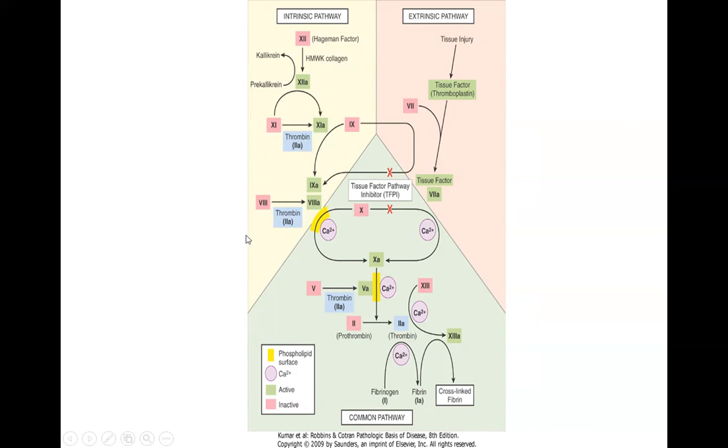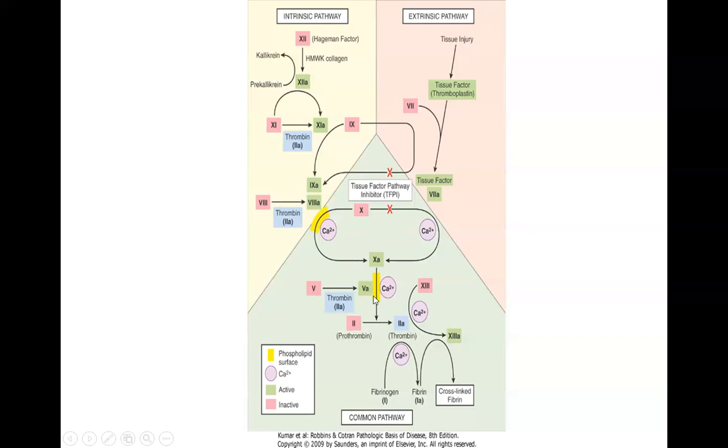So von Willebrand disease is an example of both an intrinsic, or secondary hemostatic, defect and a primary hemostatic defect, because it is also required for platelet adhesion. Both of these pathways will start the common pathway, and this common pathway needs conversion of factor 10 to 10A.